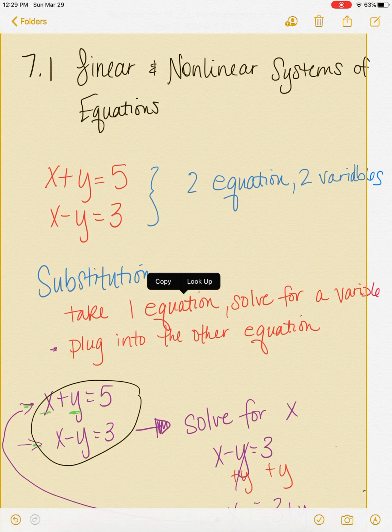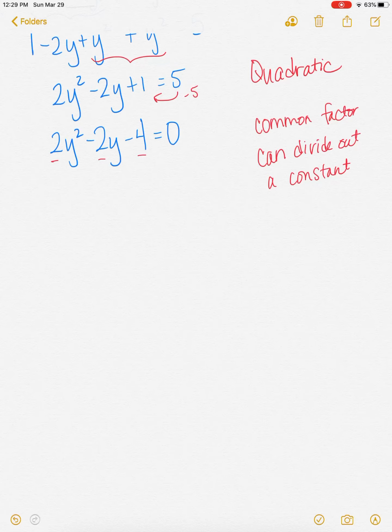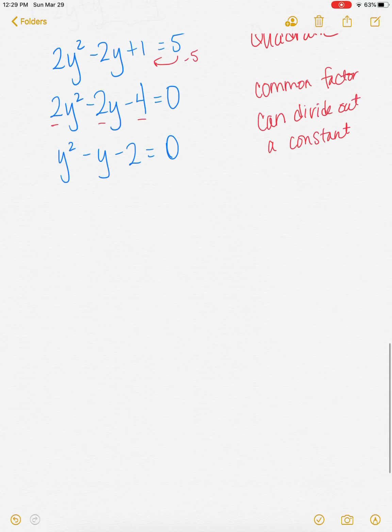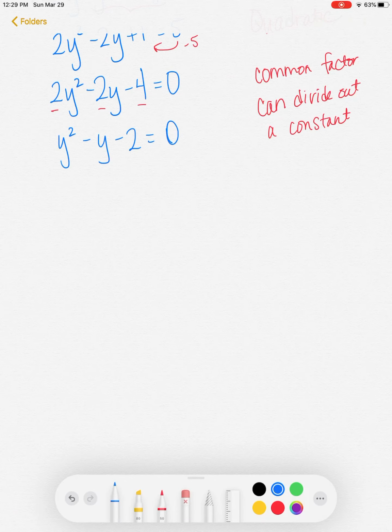So dividing every term by 2, I would get y squared minus y minus 2 equals 0, since 0 divided by 2 is just 0. All right, so this is a quadratic that I need to solve, and my a is 1, so this one's a lot nicer. Remember, I'm looking for 2 factors of my c term, which is -2, that will add or subtract to give me my b term. My b term is -1, so that would be -2 and +1.